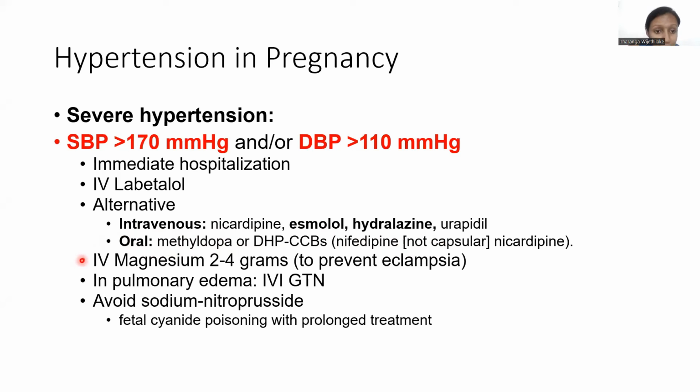Further, if there is severe hypertension and hyperreflexia or hyperexcitability, we give them IV magnesium 2 to 4 grams. That is to prevent eclampsia. And if the patient has pulmonary edema, we can start them on GTN. But we generally try and avoid sodium nitroprusside because of the adverse fetal effects.